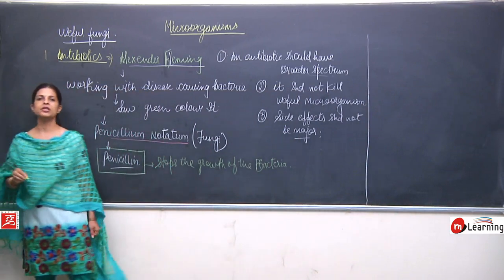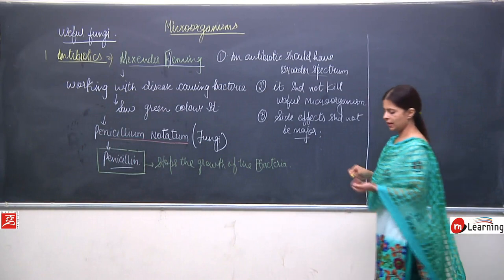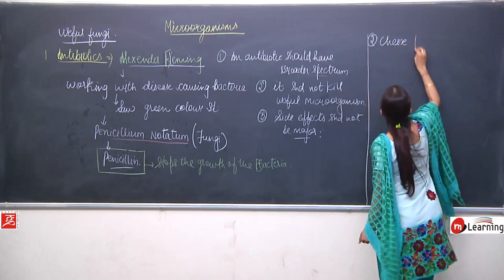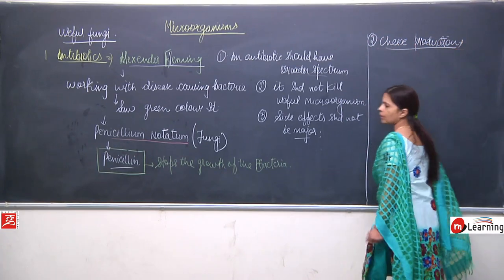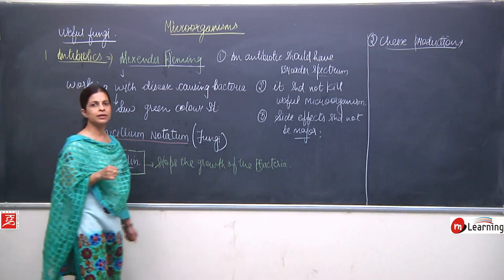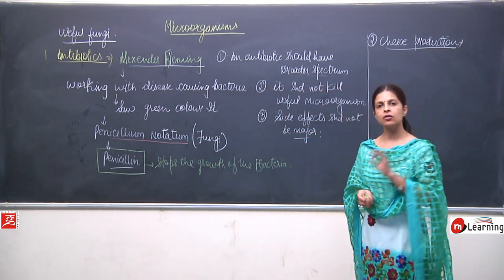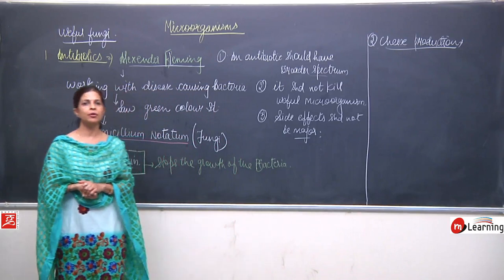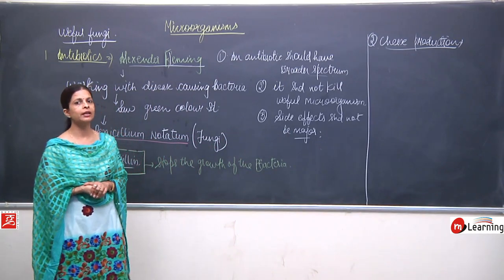Now the second usefulness is also a major one, the fermentation, but as the time is not there, we will discuss certain normal uses of fungi. Fungus is also used in cheese production. When we were discussing bacteria, it was discussed how bacteria are useful for cheese production. Even fungus plays a very important role in the formation of cheese. So cheese production is also one of the important uses of fungi.